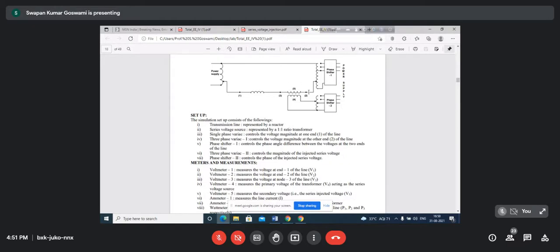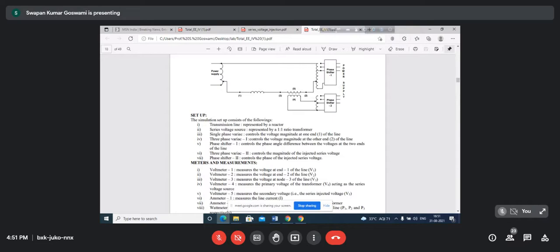So this is the transmission line. We are controlling the phase angle difference between these two ends by means of this phase shifter. And for the operation of this phase shifter, when you shift the phase, you also have to control the voltage magnitude, that's why the variac is necessary here.